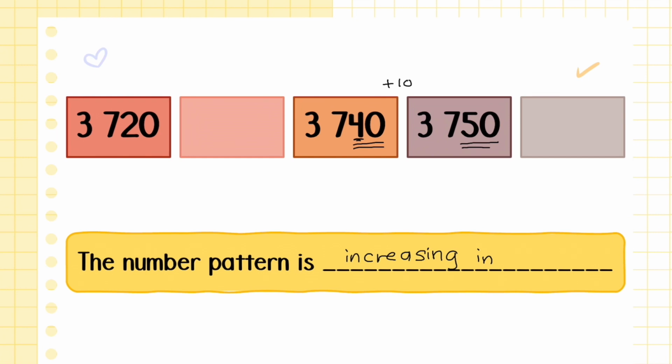So for this one, we already know for the number patterns, it is increasing in tens. Don't forget the S, and then fill in the missing number. So we have 3720, the first number, plus 10, it will be 3730. If we plus 10 again, it will be 3740, plus 10, 3750, and then we plus another 10, will be 3760. As you can see, only the tens place value changes. The others remain the same.